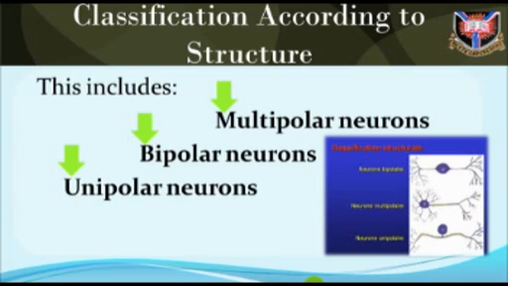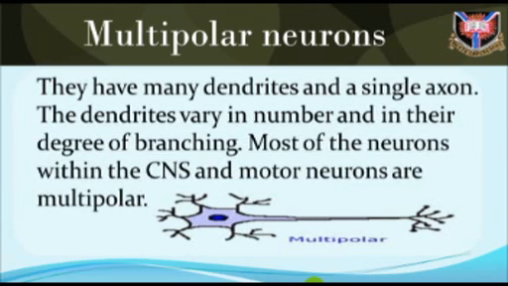Multipolar neurons. They have many dendrites and a single axon. The dendrites vary in number and in their degree of branching. Most of the neurons within the CNS and motor neurons are multipolar.